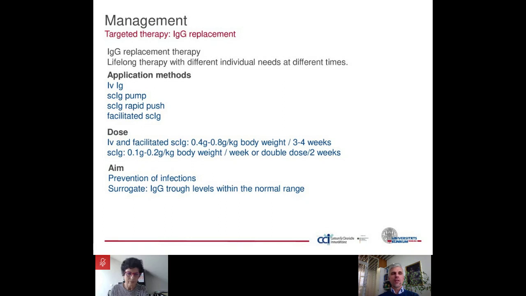So the baseline treatment is clearly the IgG replacement therapy. There are different application methods you're aware of: intravenous, subcutaneous, and facilitated subcutaneous.